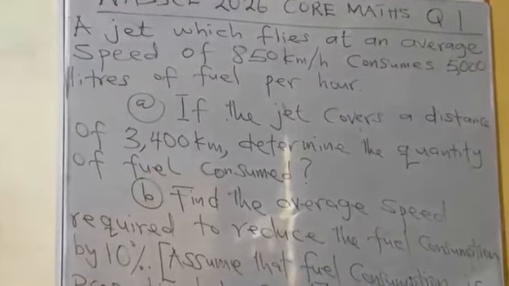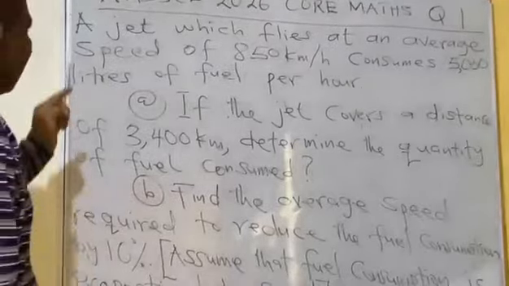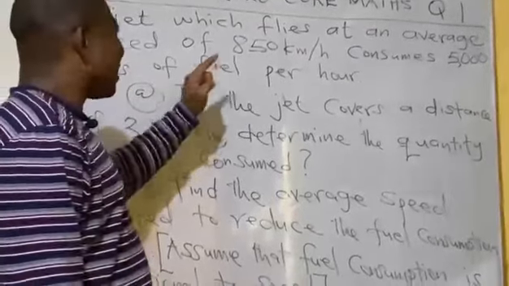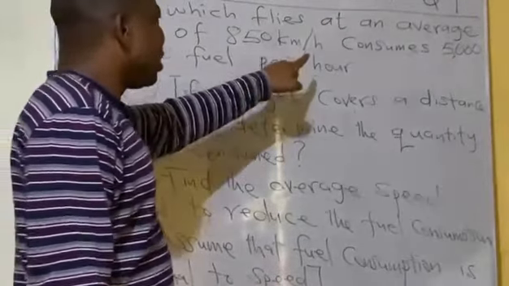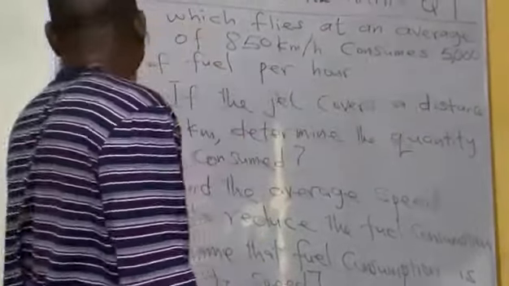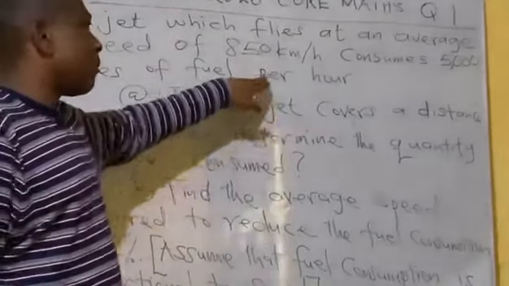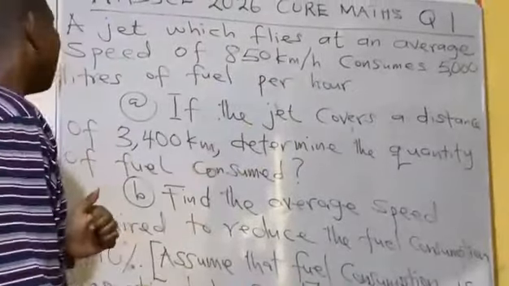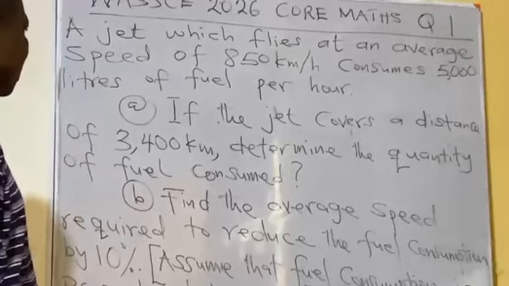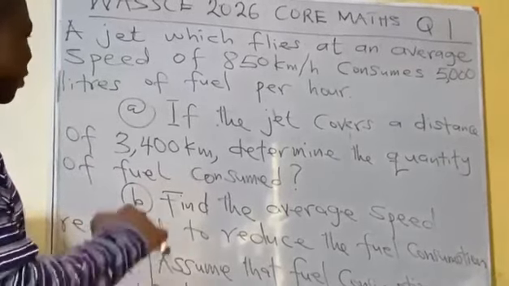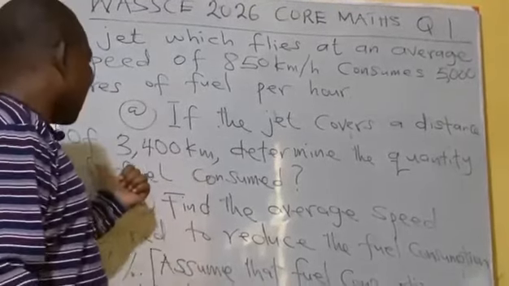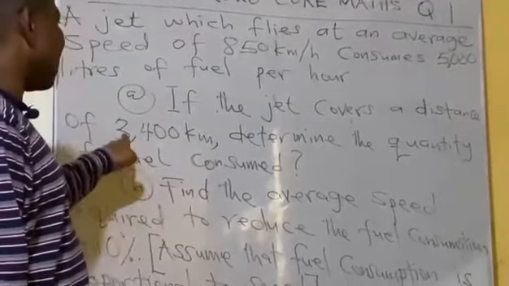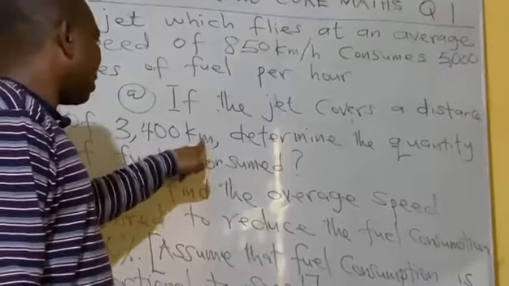In this question, we are told that a jet which is flying at a speed of 850 kilometers per hour consumes 5,000 liters of fuel in 1 hour. Per hour means what? In 1 hour. And then the question says we should calculate the quantity of fuel that the jet consumes when it covers this distance, which is 3,400 kilometers.